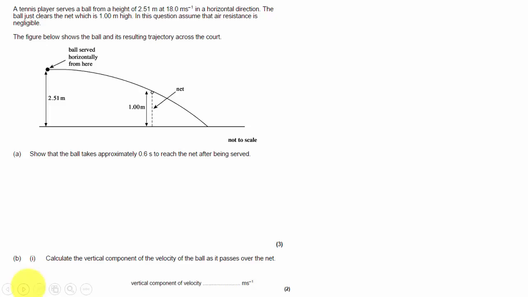Pause the video and read the question if you haven't already. If you have, then let's get stuck straight in. So we've got a tennis player serving a ball from a height of 2.51 meters, horizontally at 18 meters per second.